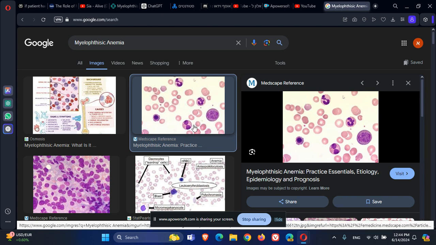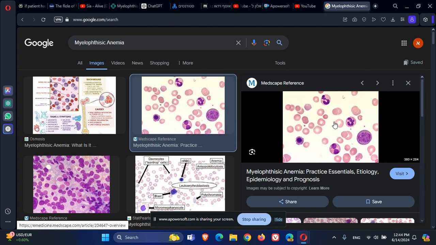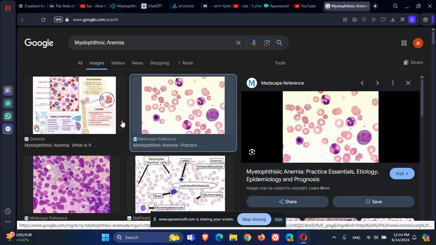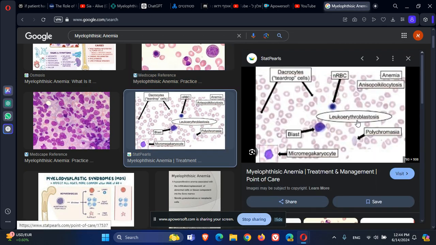So the diagnosis is using this peripheral blood smear to see these changes. You can see the bone marrow that is occupied if you do a bone marrow test. You can see the leukoerythroblastosis in the peripheral blood smear. And you can sometimes do genetic tests for things like myelofibrosis. You can look for the underlying cause if there is a metastatic disease.